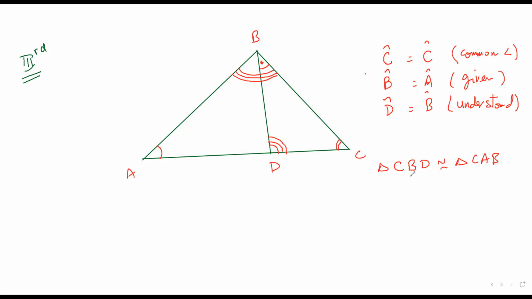Okay, now again looking at their names, you can say that CB over CA is equal to CD over CB, and that is equal to BD over AB. That is the ratio for their corresponding sides, which are going to be equal to each other for being two similar triangles. So guys, these were 3 typical cases of similarity.